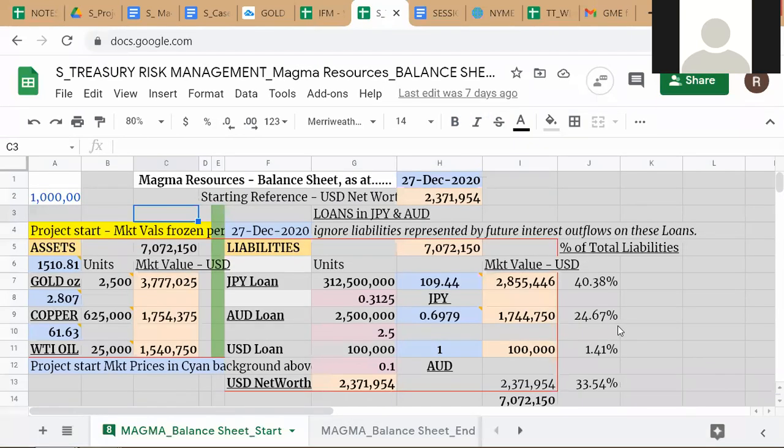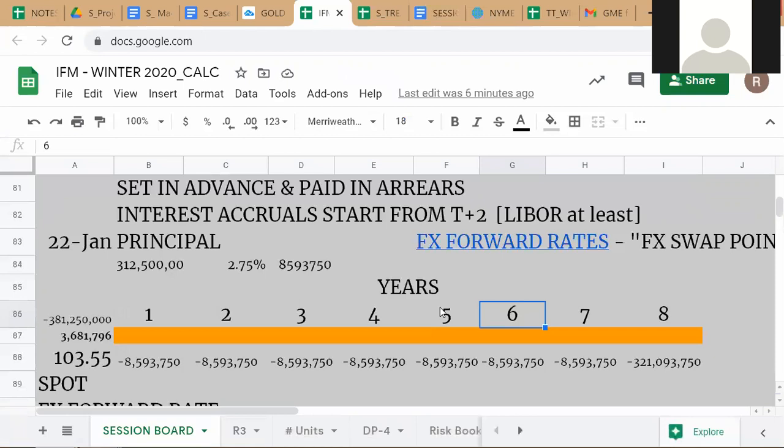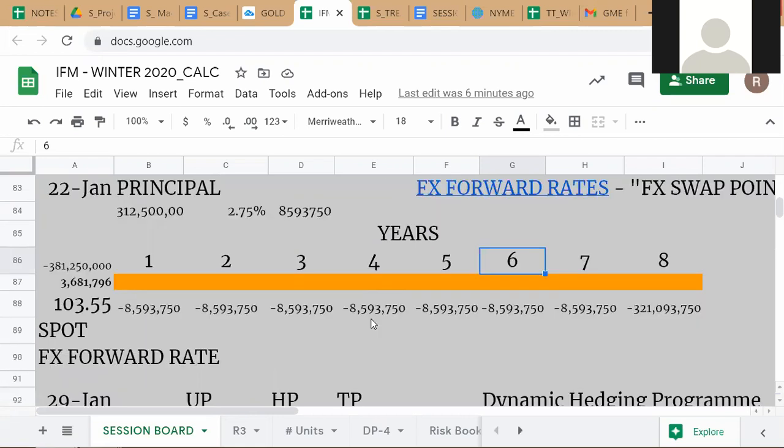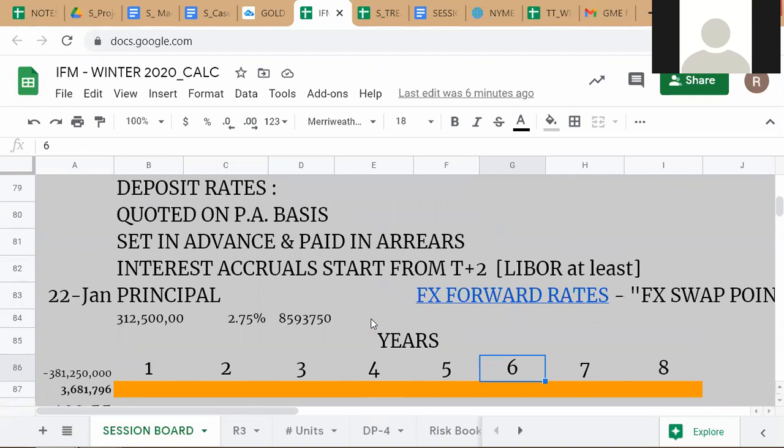Let's take this example that we have. Yes, Ketan? You had a hand up. Stack and roll is static or dynamic? So stack and roll itself is not static or dynamic. Static or dynamic relates to the hedging program.